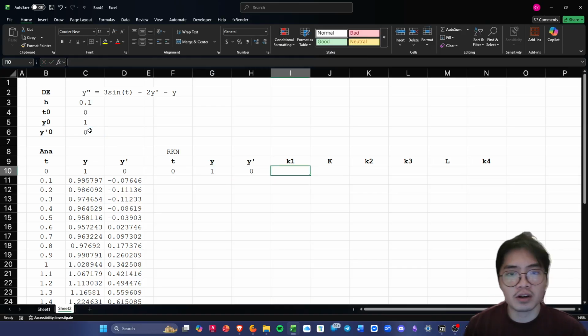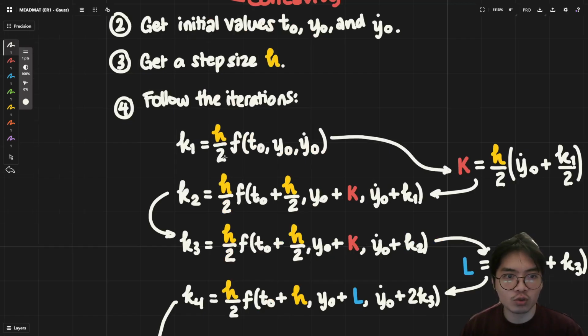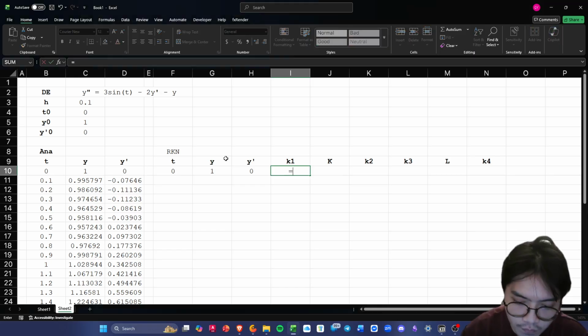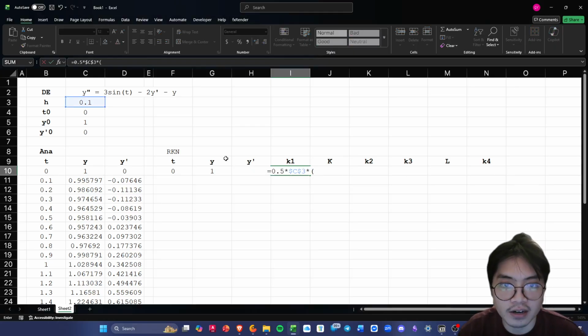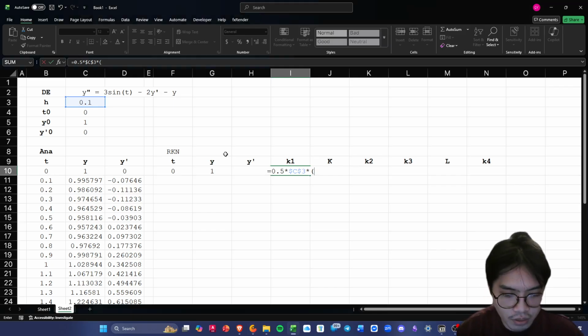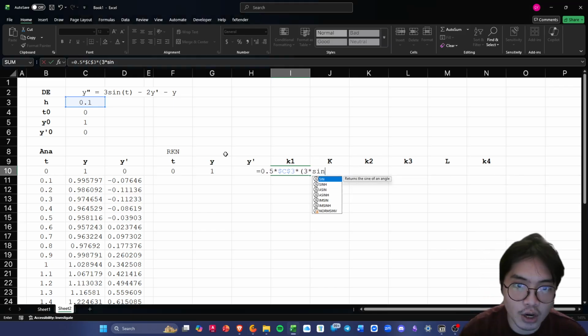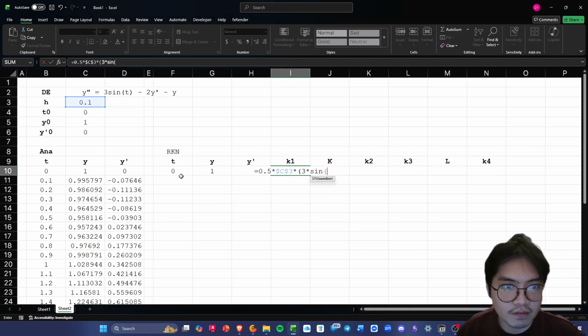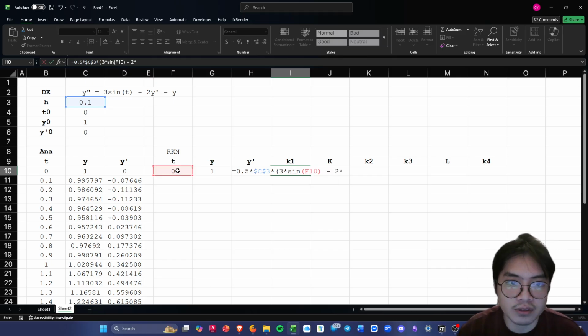Okay, so we will start with K1, which is just 1/2 times the step size. Again, I'm locking it here. And then we will have the original function, which is going to be 3 times sine of t, and then minus 2 times y prime, which is h10 apparently, and then minus y, which is g10.